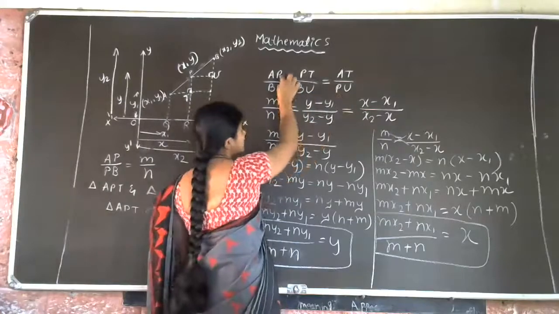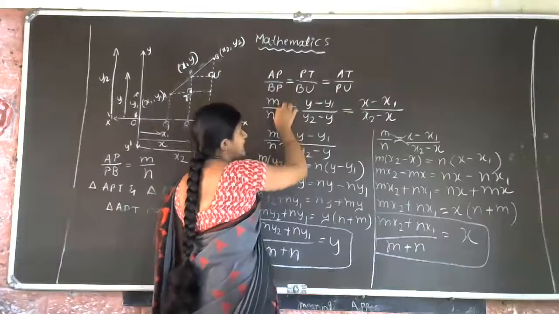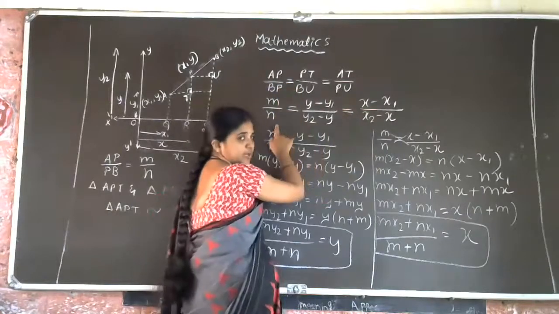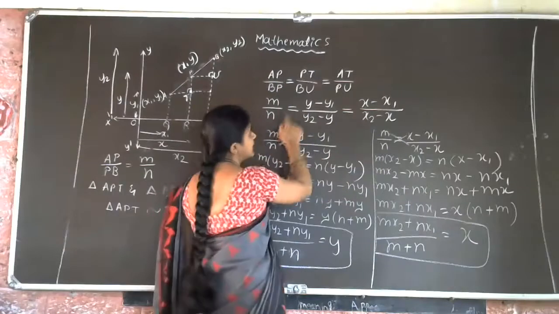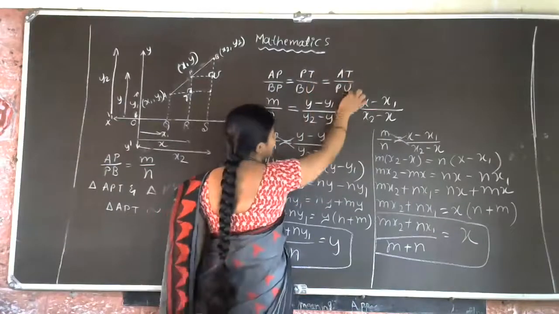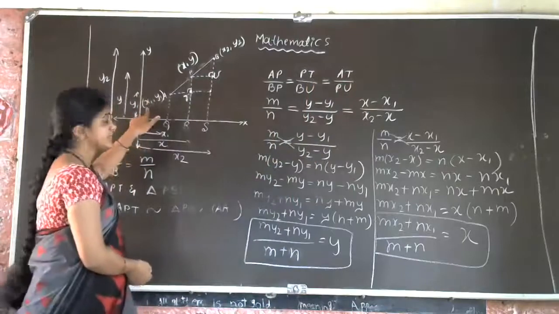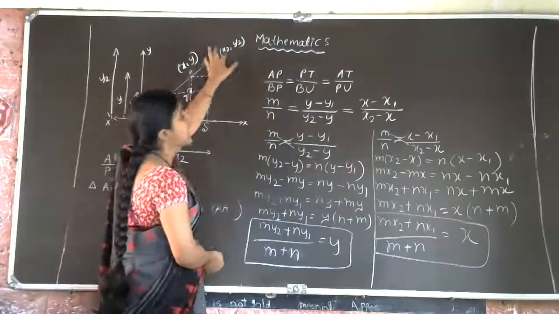So next to this AP by BP, we can take m by n. In the textbook, it is m1 by m2. You can take that m1 by m2 also. Next to PT, BU, AT, PU, how do you write it? That is according to the coordinates x1, y1, x comma y, x2, y2.